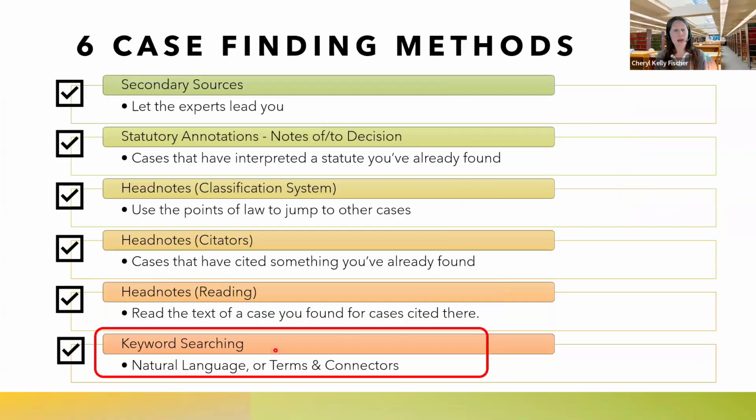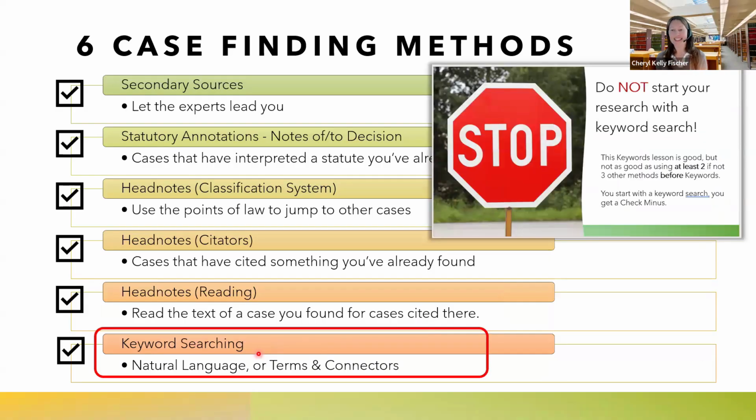All right, number 6 is keyword searching. Why is this method number 6? Well, because you use it last. Use all of the methods above to learn the law. You don't know the law? Learn it using these methods. Don't just vomit bad keywords into a search bar to learn the law. You know better than that now.